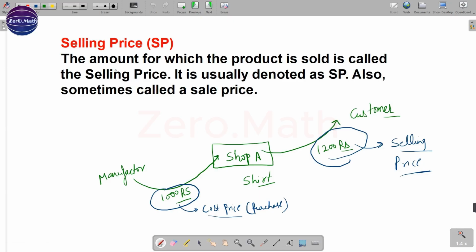Selling price. I already explained the definition. The amount for which the product is sold, the price at which it is sold, like here, 1200. So this becomes your SP, selling price. Also, sometimes it's called the sale price. You can call it the selling price or just the sale price. Okay, I hope CP, cost price, and SP, selling price, are clear to you now. Now, let's move on to the next topic.